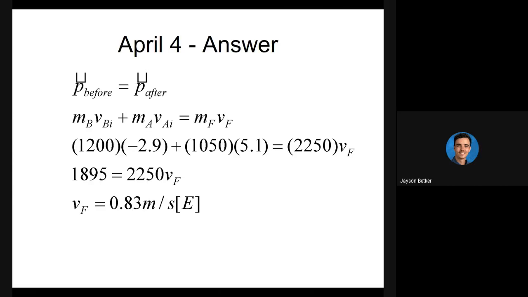So we plug in everything that we were given in the formula and we solve for VF. If you do so, you should get something that looks like 0.83, which I have now realized, with sig figs, we want to just be 0.8. I wasn't thinking of that when I made this the first time. So 0.8 is your answer.